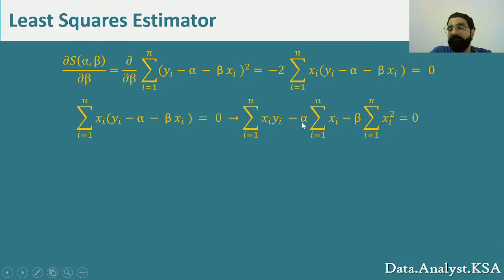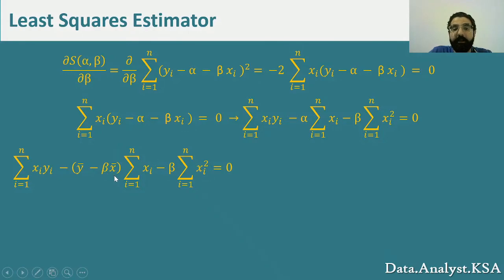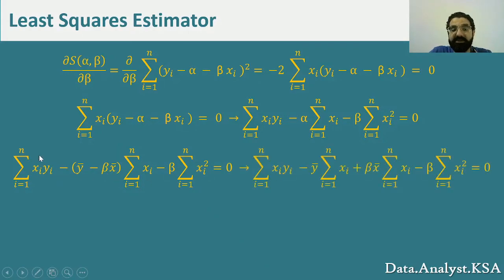And now, since I know alpha in terms of beta, we just solved for it in the previous slides, I'm going to replace alpha with the term that I solved for, which is y bar minus beta x bar. So this is exactly this, except that we replaced the alpha with y bar minus beta x bar. And now let me do some distribution again. So sigma xi yi stays the same, minus y bar, which is this, multiplied by sum of xi, plus this minus and minus becomes a plus over here, so it's plus beta x bar, staying the same, sum of xi, and the last term is staying the same.